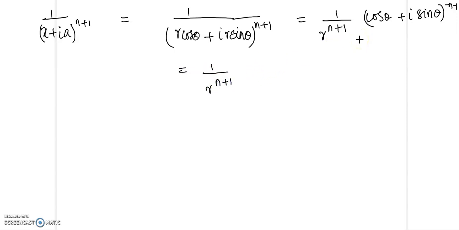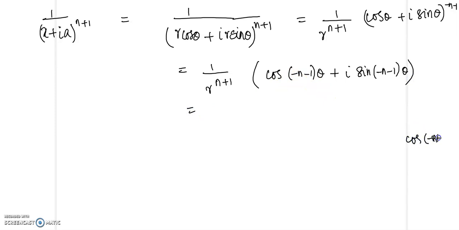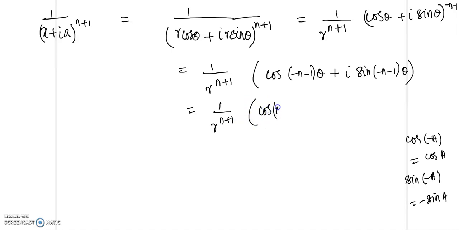Now apply De Moivre's theorem. So this will be cos of minus n minus 1 theta plus I sin of minus n minus 1 theta. Now you know that cos of minus a will be equal to cos a, and sine of minus a will be equal to minus sine a. So we will get 1 by r raised to n plus 1, cos n plus 1 theta minus I sin n plus 1 theta. Therefore 1 by x plus ia whole raised to n plus 1 will be equal to this.